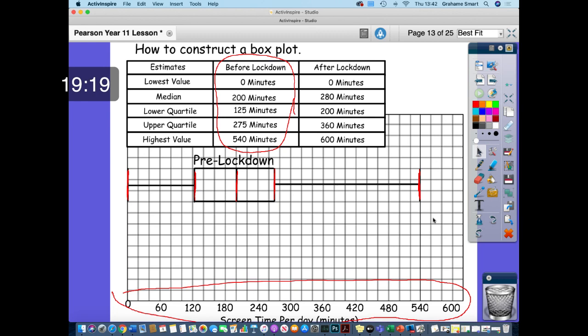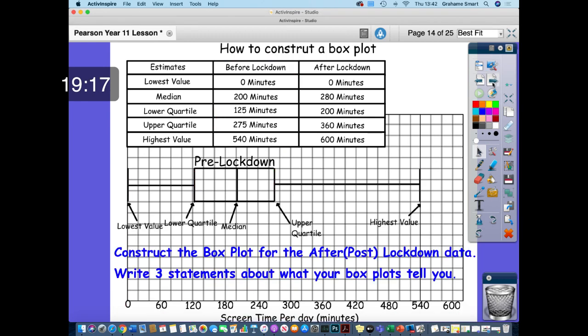Moving forward, what am I asking you to do? I'm asking you to construct the box plot for the post-lockdown data. And then this is the key thing, and this is what students fall down on in the test: I want you to write 3 statements about what your box plots tell you.